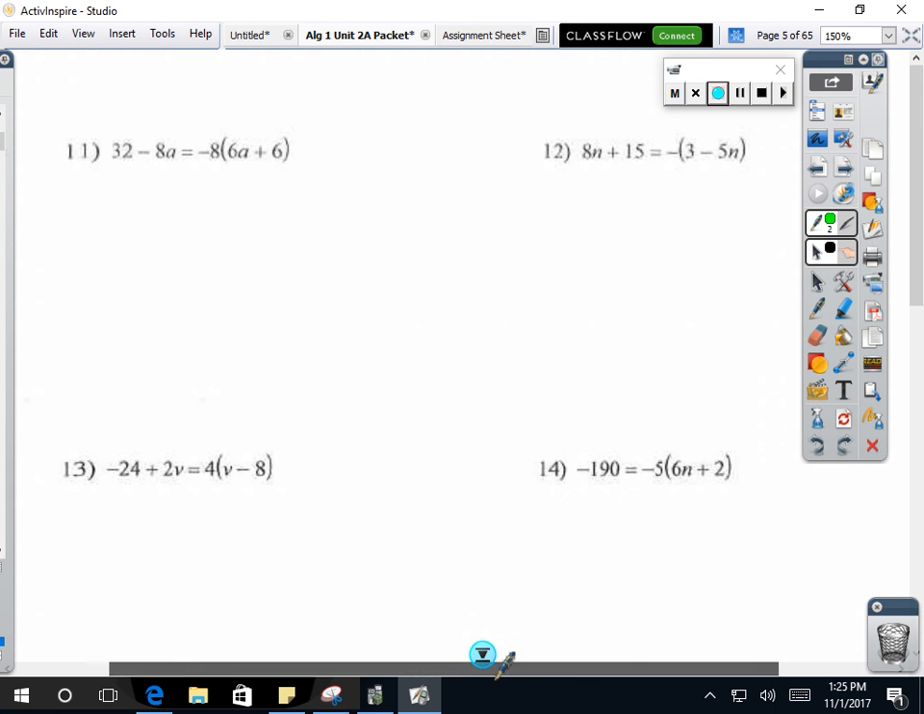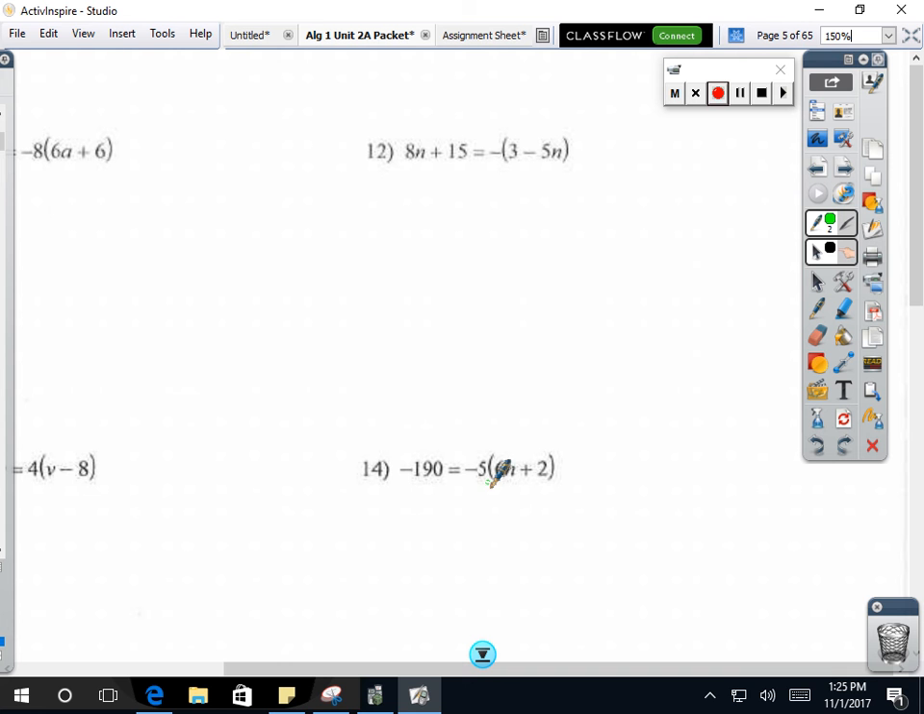All right, number 12. 8n plus 15. Can you add the 15 to the 8n? No. So you just bring it down. There's nothing we can do to simplify that side of the equation. Is there anything we can do to simplify this side of the equation? Yes. There's a negative on the outside, and that's a negative 1 that you can distribute. So what's negative 1 times 3? And what's negative 1 times negative 5n? Positive 5n, because a negative times a negative is a positive.